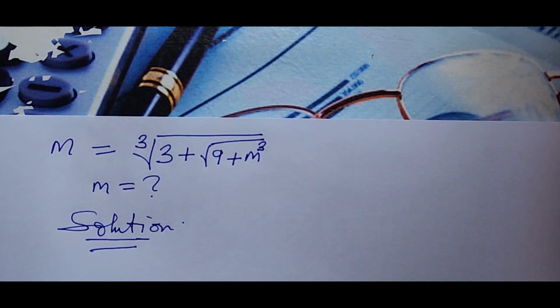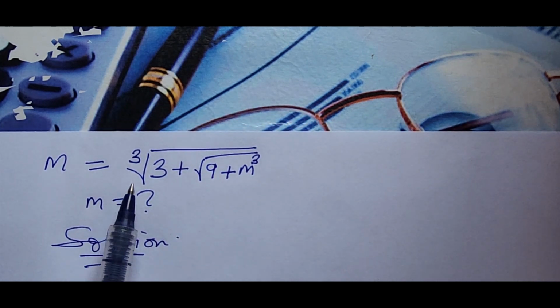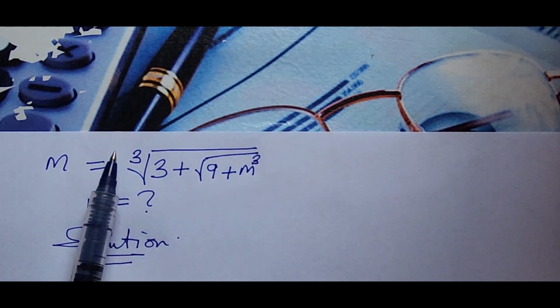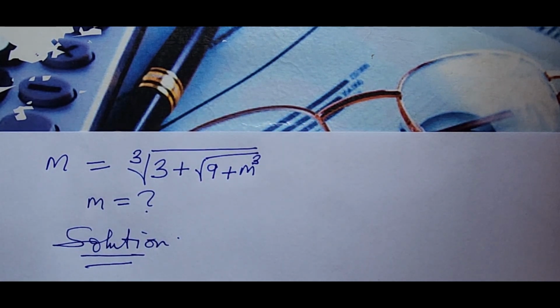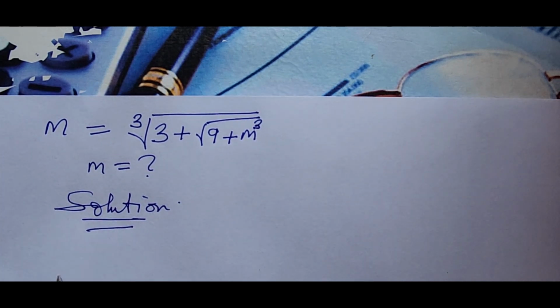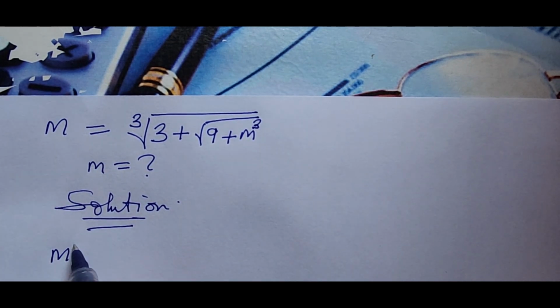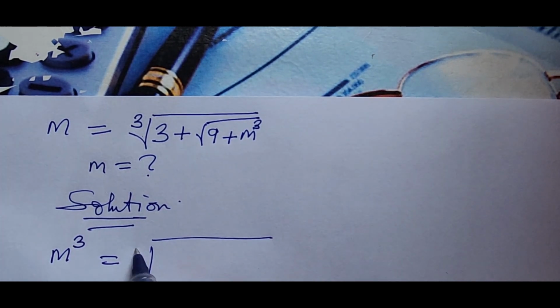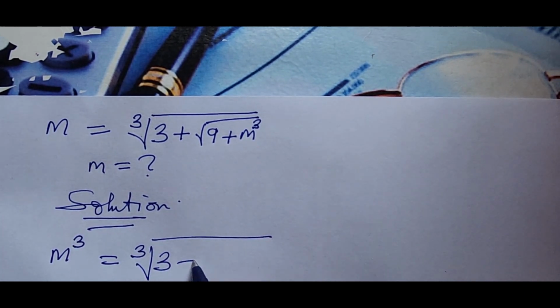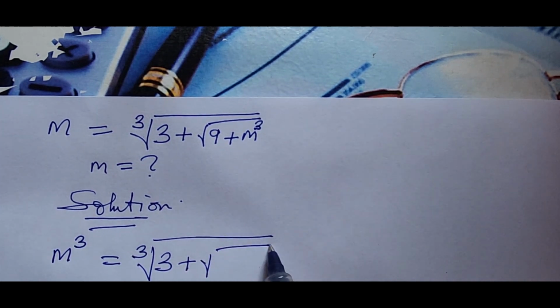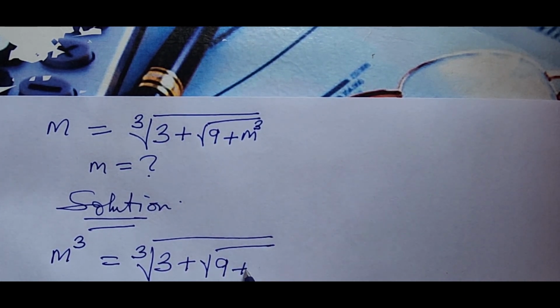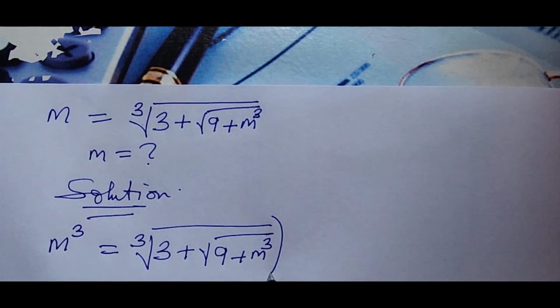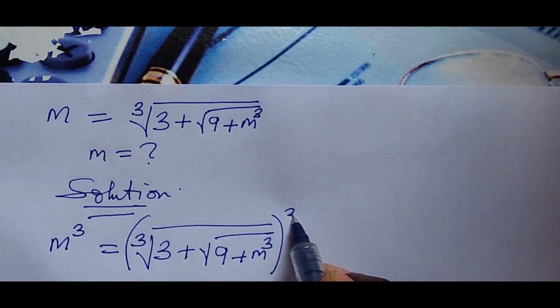Okay. Now, the first thing we're going to do here, because the cube root radical is the one at the top here, is take the cube of both sides of this equation. And so if we do that, this is going to give us m to the power of 3 equal to the cube root of 3 plus the square root of 9 plus m to the power of 3, and we raise this to the power of 3 also.